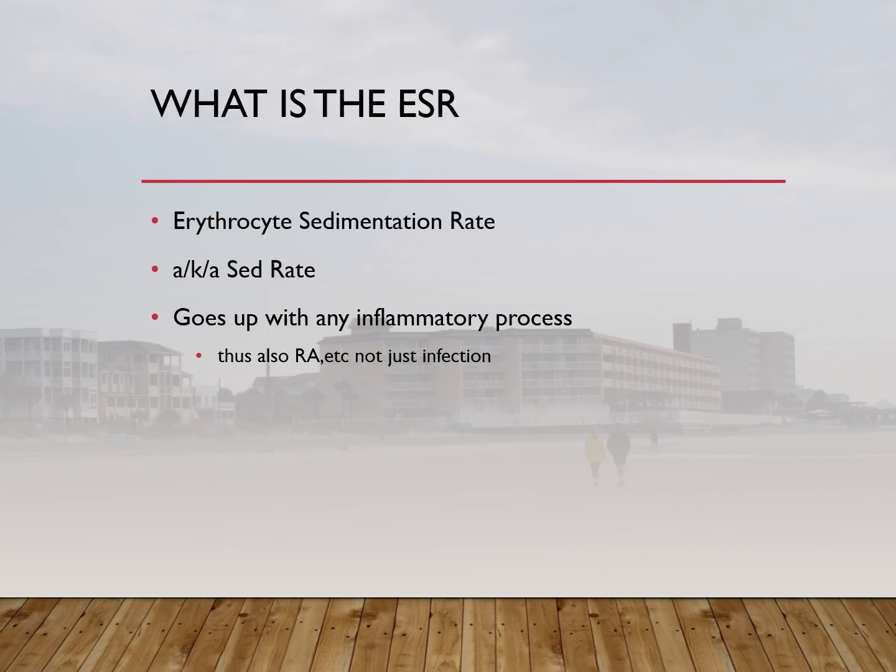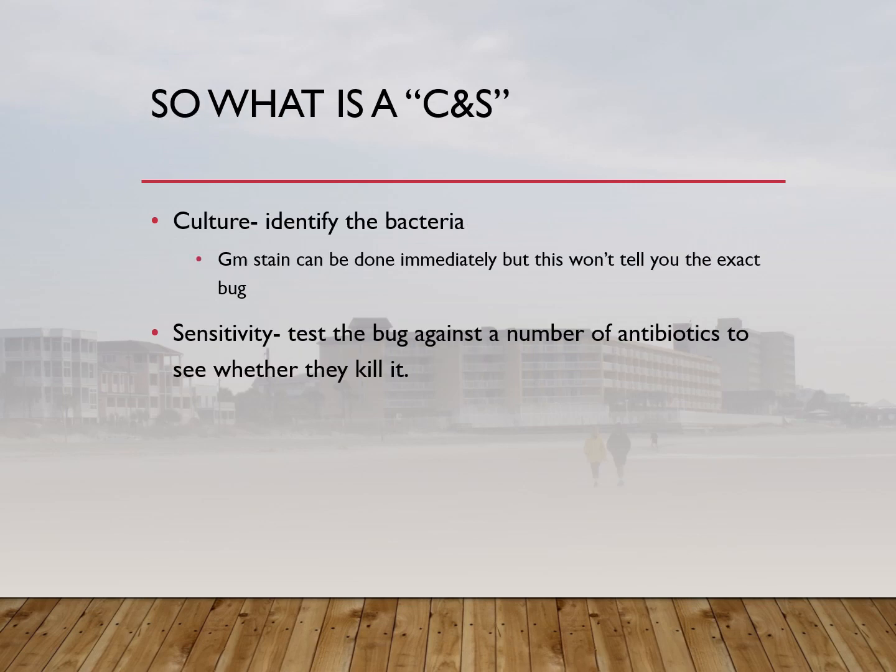So what's the SED rate? It goes up with any inflammatory process. So it goes up with infection, but it also would go up with rheumatoid arthritis or polymyalgia rheumatica, or any one of a number of different things. So these acute inflammation indicators tell us just that. Infection causes inflammation, but it's not the only thing.